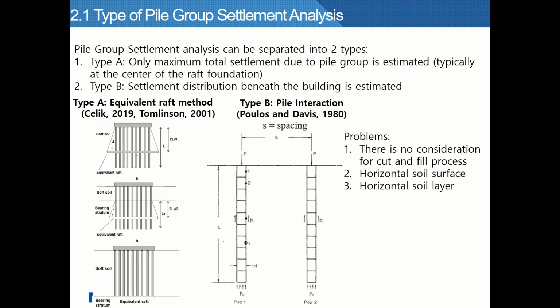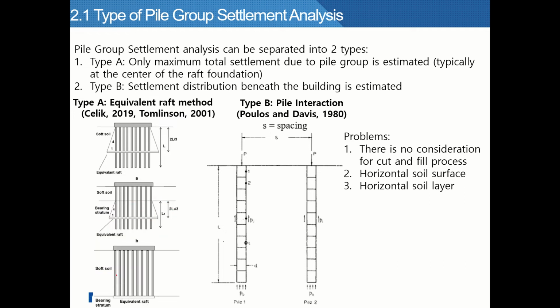Then of course, since we know the stress at every depth, we can just calculate, for instance using consolidation theory, the compression analysis, to calculate the compression of each layer and the total settlement. And if the soil is differentiated into soft and harder layers, then the stress will start to be distributed below the bearing stratum. If this is the length of the pile below the bearing stratum, then the equivalent raft starts from 2/3 of this length.